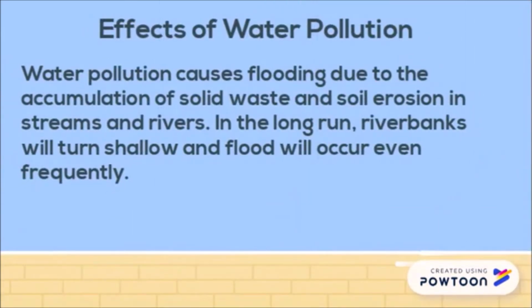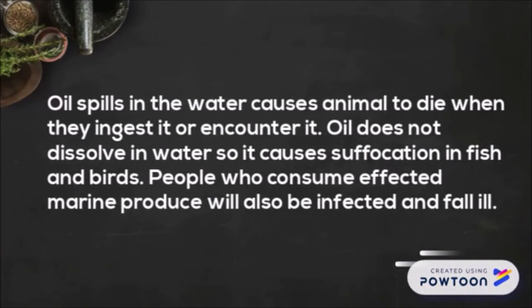Water pollution causes flooding due to the accumulation of solid waste and soil erosion in streams and rivers. In the long run, river banks will turn shallow and floods will occur even more frequently. Oil spills in the water cause animals to die when they ingest it or encounter it. Oil does not dissolve in water, so it causes suffocation in fish and birds. People who consume affected marine produce will also be infected and fall ill.